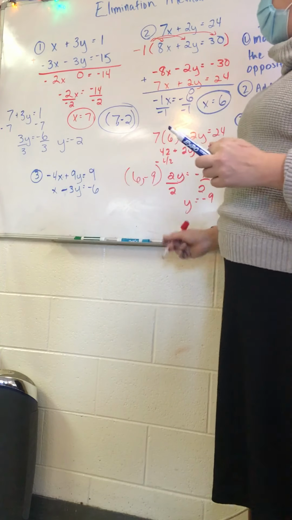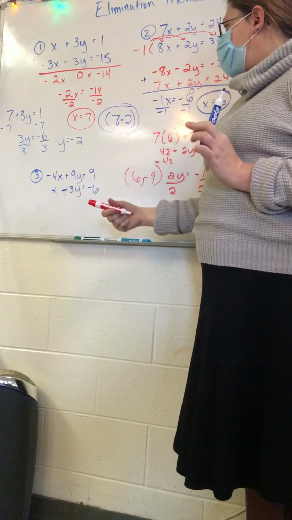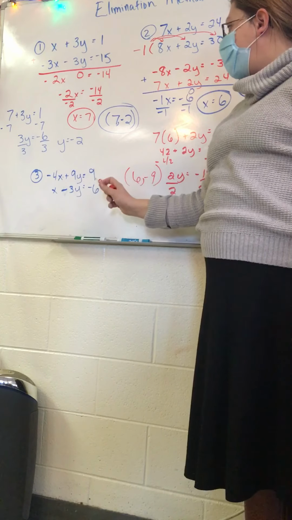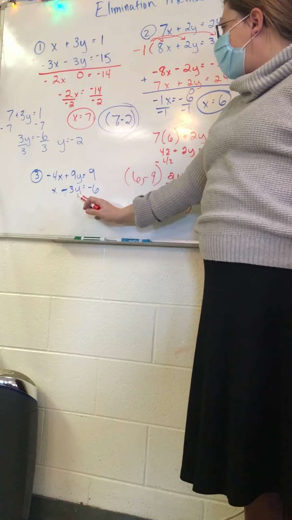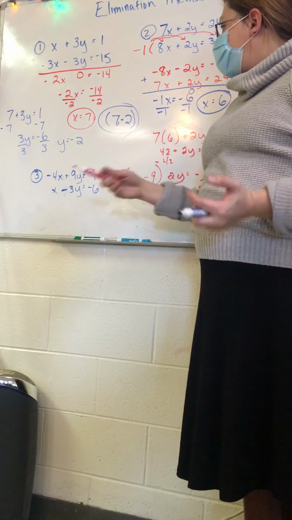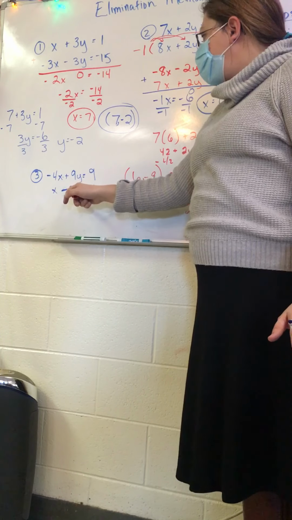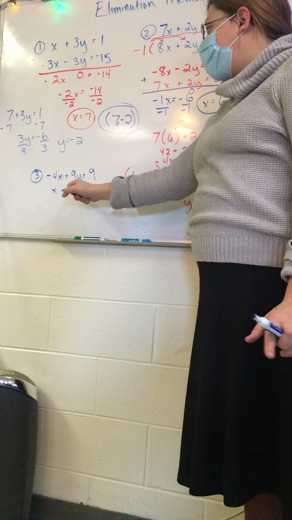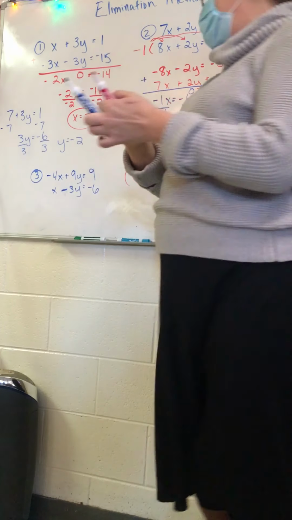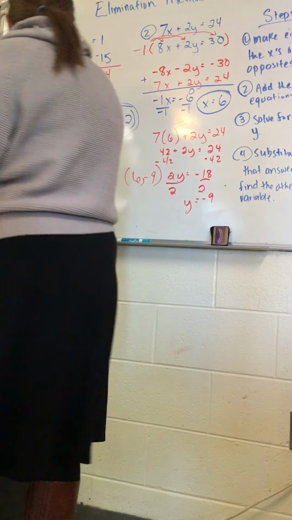Now one more type of problem. So again, we need to make either x or y the opposites. So I've got negative 4x plus 9y equals 9, and I've got x minus 3y equals negative 6. For me, the easiest thing I think to do would be to change my 9 to the opposite. So I need to multiply this bottom equation by 3, so it's going to be negative 9y and then positive 9y. Does everybody see that? So I'm going to do times positive 3.